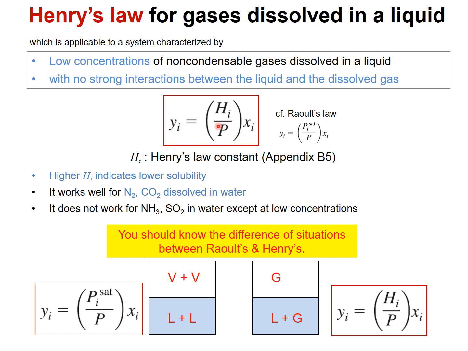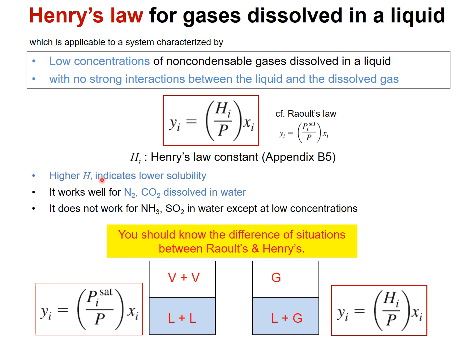Henry's law equation is very similar to Raoult's law. In Raoult's law, you have recognized that the vapor phase composition is proportional to the liquid phase composition. Henry's law is the same, but the proportionality is a little bit different. Here the total pressure is the same as in Raoult's law, but here is the Henry's law constant. You can find the values in Appendix B5 of this textbook, or in the internet or any database.